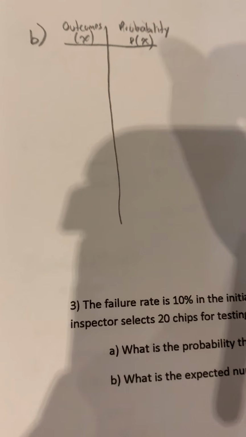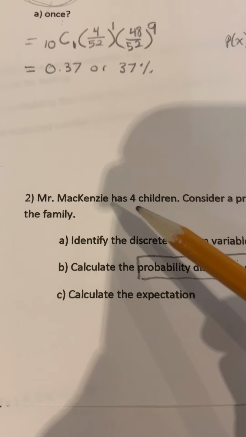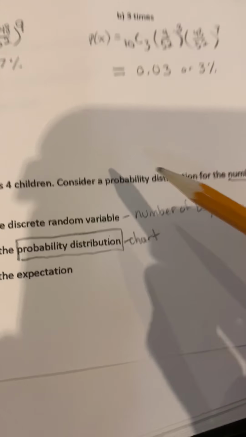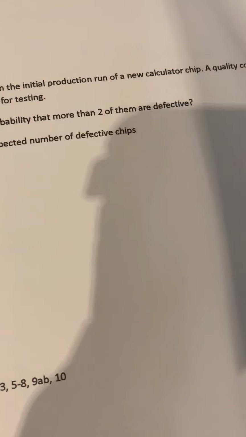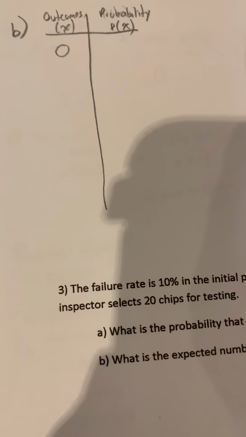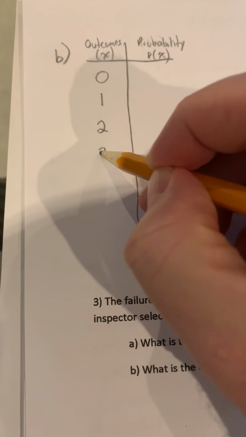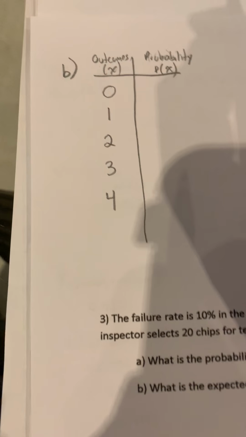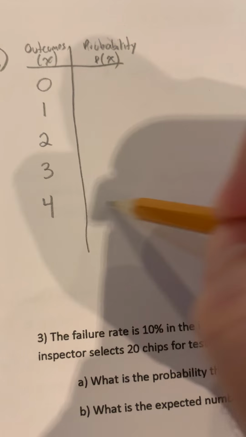Okay, so our outcomes. If I were to have 4 children, what are my outcomes with regards to the number of boys? So with 4 children, I could have 0 boys, I could have 4 girls. Or I could have 1 boy, 2 boys, 3 boys, or all 4 could be boys. Okay, so those would be my outcomes. Now that's where it kind of gets a little bit messy.